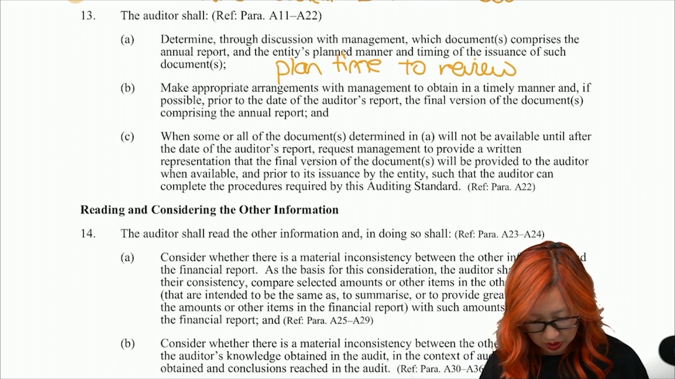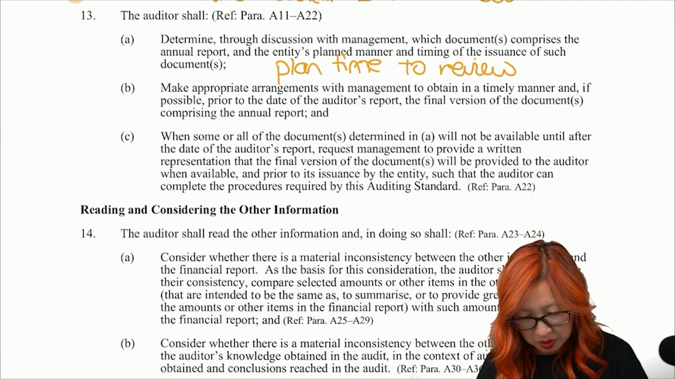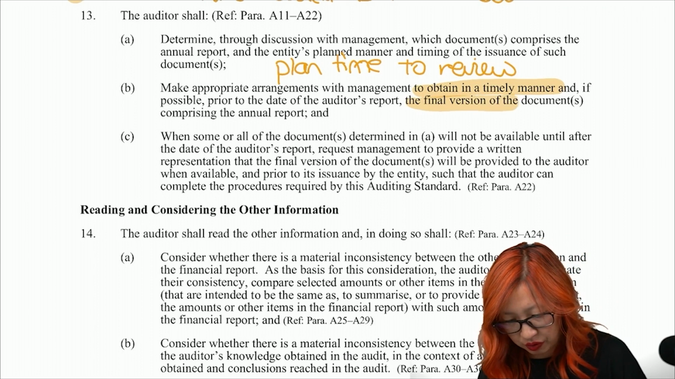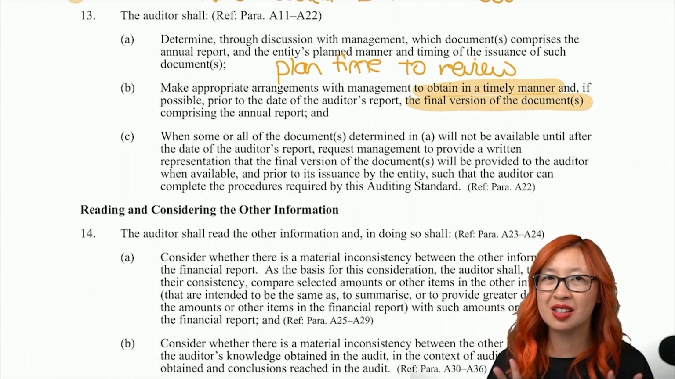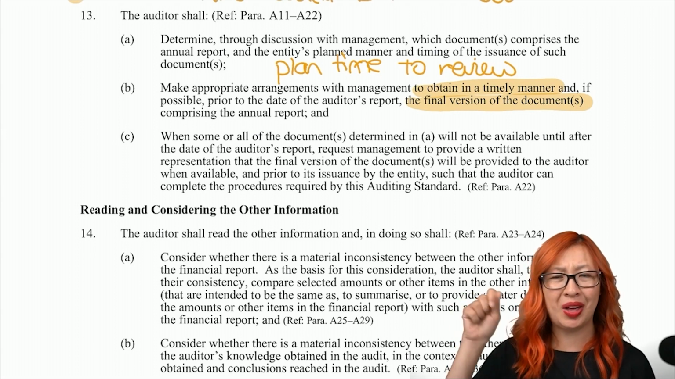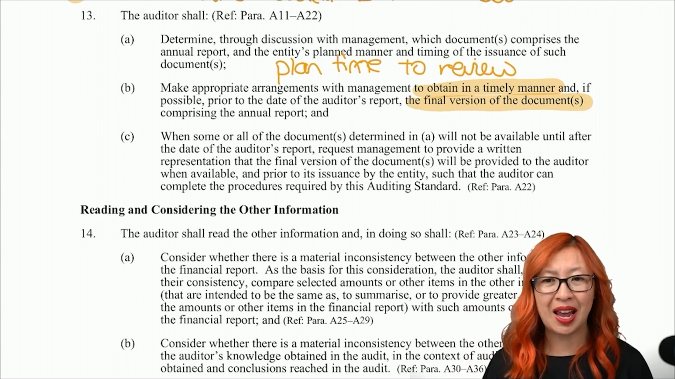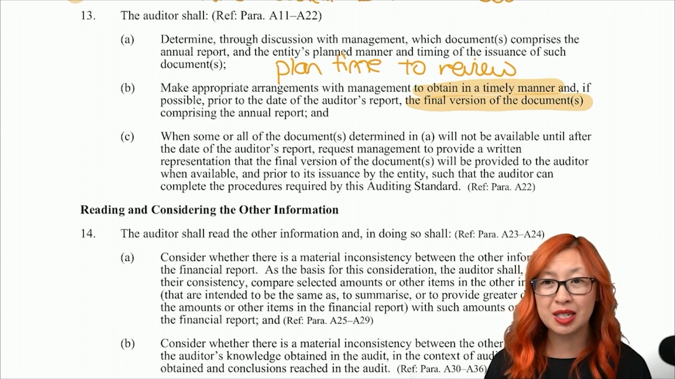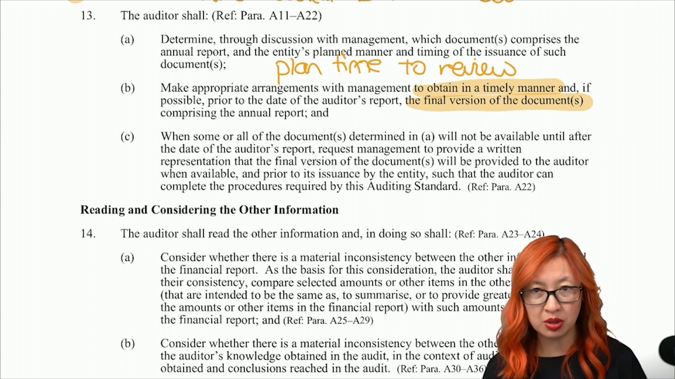Now, it says here in the second one, obtain these documents in a timely manner and the final version. So we have to be careful, it's the last version. We don't want an interim version where we might say, yep, that's fine, but it might end up being not the correct information in the end. It might be outdated in some way. So we need to make sure we're looking at the final documents.